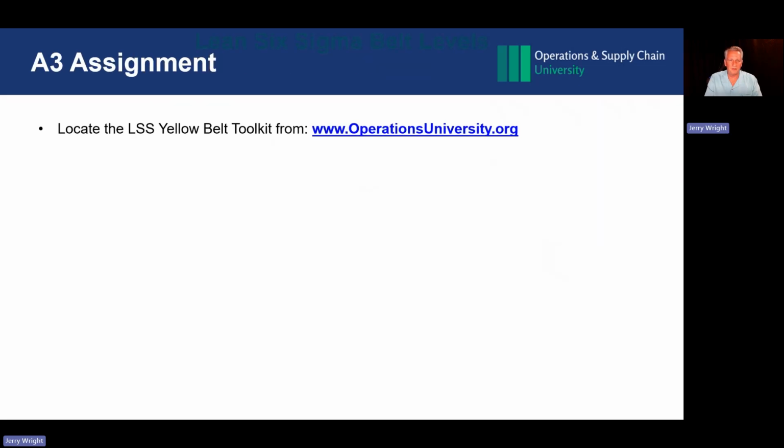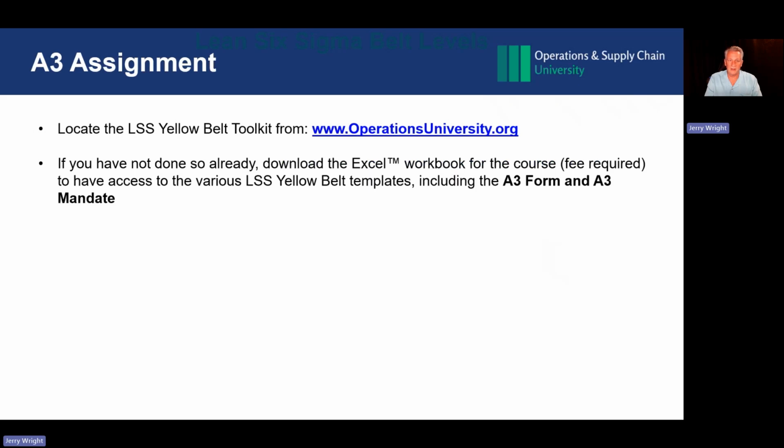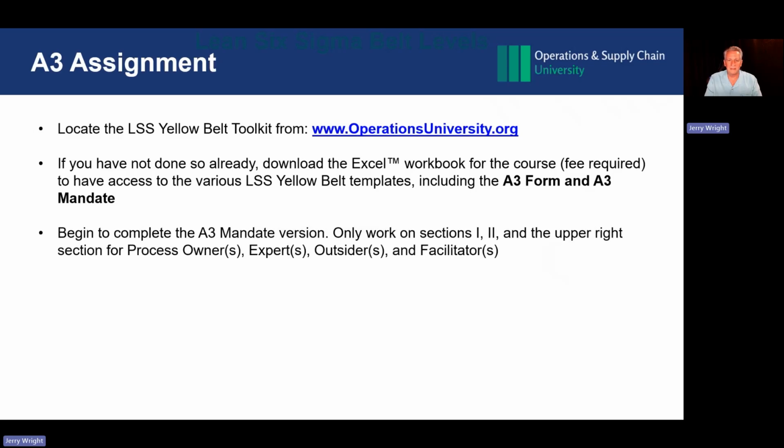Now you have an A3 assignment, and this will help you become familiar with the process. So locate that Lean Six Sigma Yellow Belt Toolkit from operationsuniversity.org. If you've not done so already, download the Excel workbook. There's a small fee required. And then you'll have access to the various Lean Six Sigma Yellow Belt templates, including the A3 form that we just looked at and the A3 mandate. Now begin to complete the A3 mandate version.